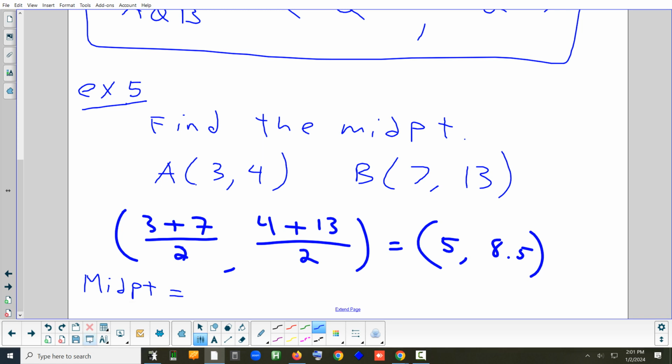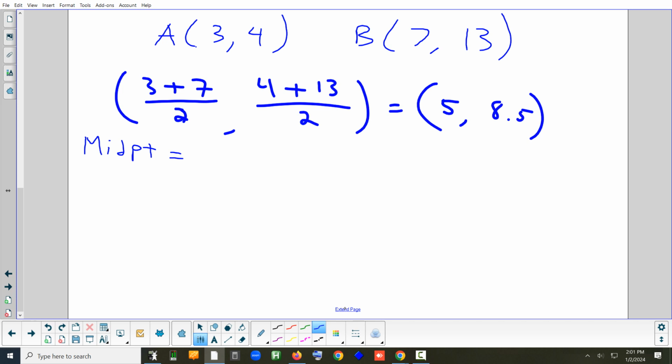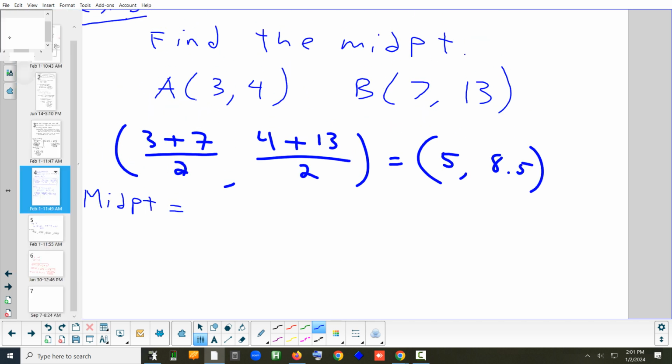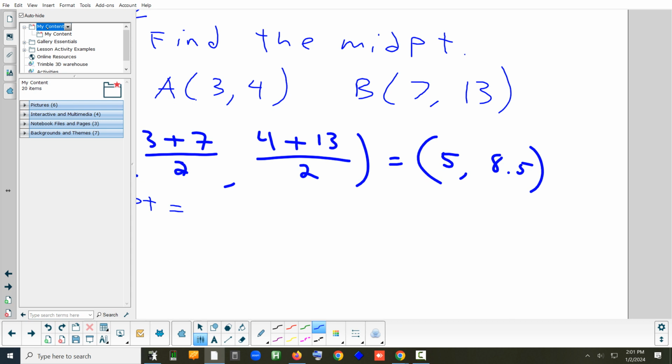Now, what if you wanted to find... Let me just draw it out. Let me take this one. So that's the midpoint.